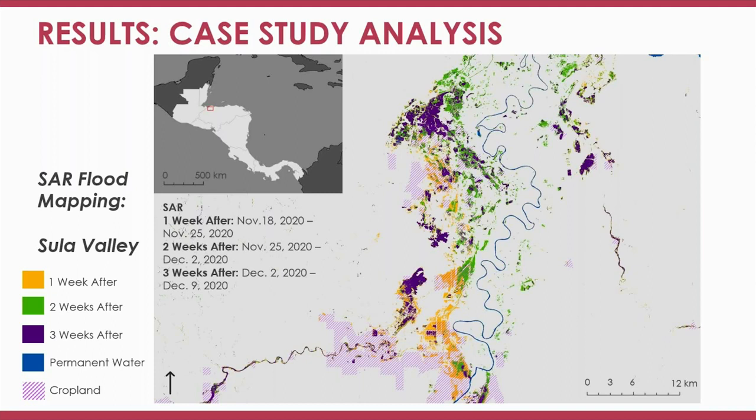And as you can see, looking at this map, there's a lot of flood extent overlaid on cropland areas and a lot of impact there. And we can see in the purple flood extent that there are some areas that really had persistent flooding, even numerous weeks after these two hurricane events.